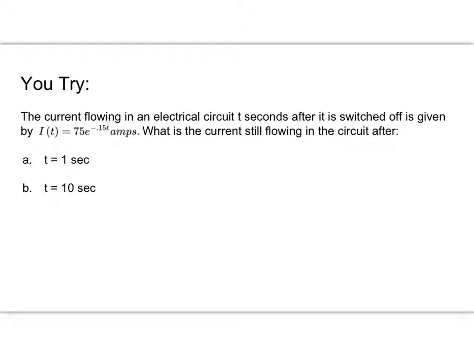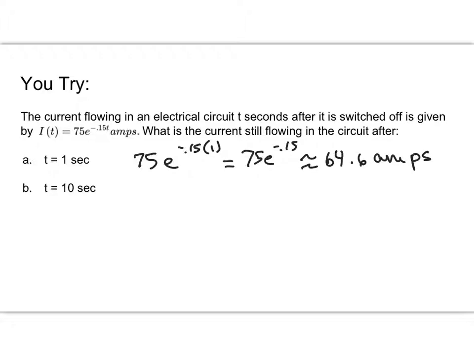Okay, after 1 second, we have 75 times e to the negative 0.15 times 1. By the way, that negative means that this is decaying, that it's getting smaller. 75e to the negative 0.15 ends up being about 64.6 amps. And an amp is a unit for measuring current.